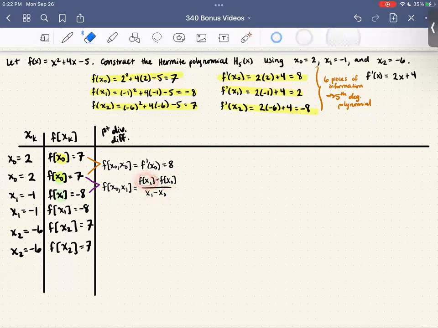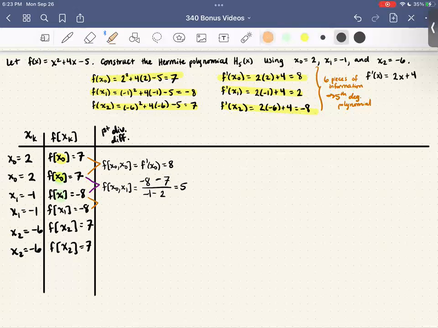Just to save space, I'm going to replace each of these expressions with the value. So f of x1, the zeroth divided difference of x1, that is -8. And the first divided difference at x0 is 7. X sub 1 is -1, and x sub 0 is 2. I'm going to replace all that. And if you do this computation, you'll get 5. Okay. Now I'm going to move on to the next pair.